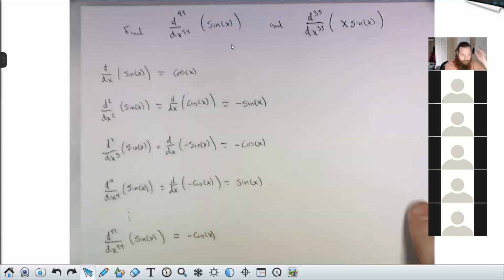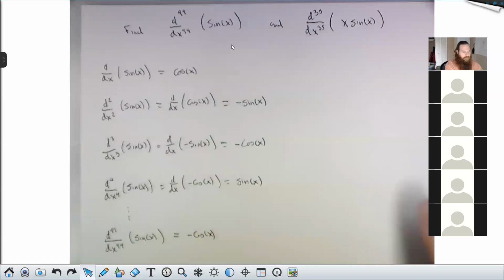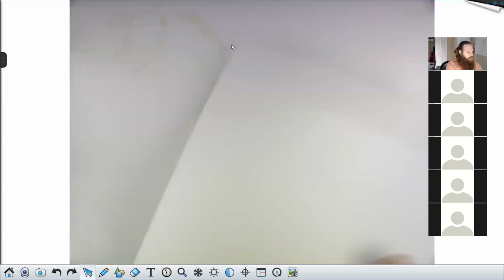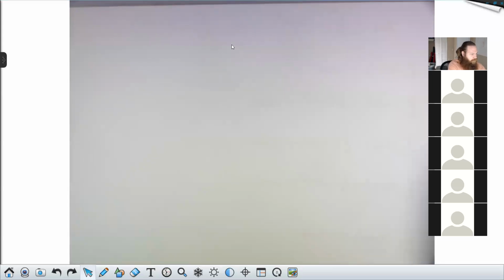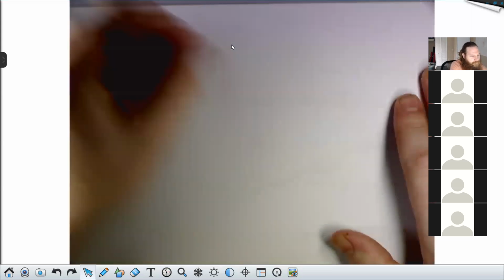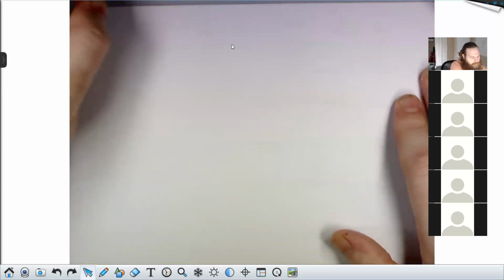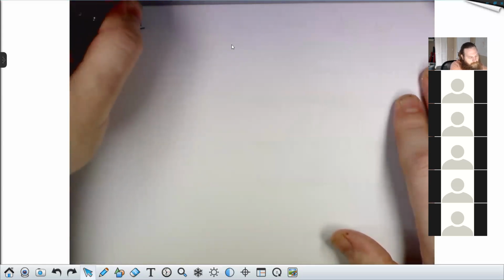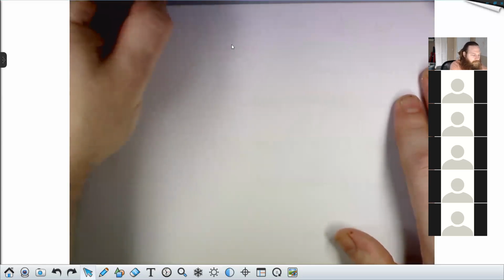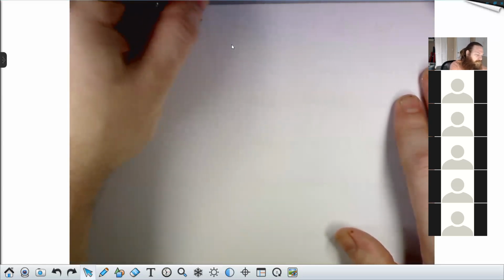This one's a little bit tougher. I want to find the 35th derivative of x sine x. And again, I really don't want to differentiate 35 times, but I will differentiate a few times and look for patterns. So we want to find d^35/dx^35 of x sine x.